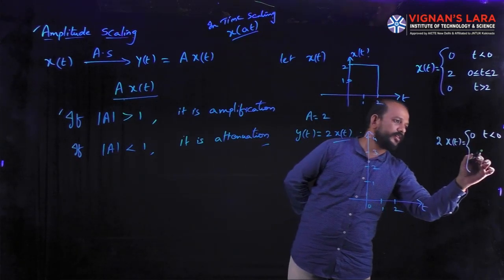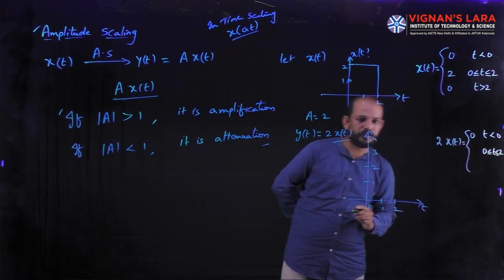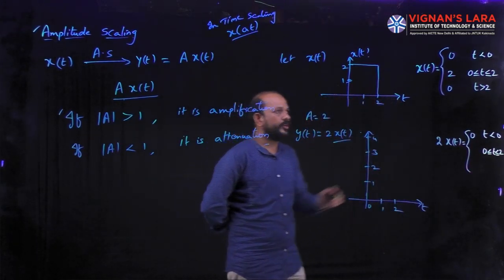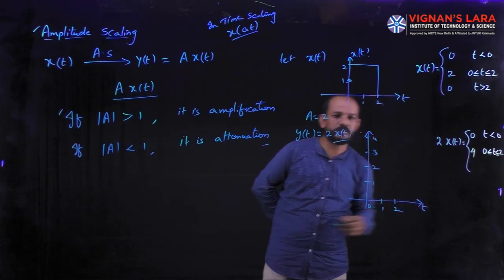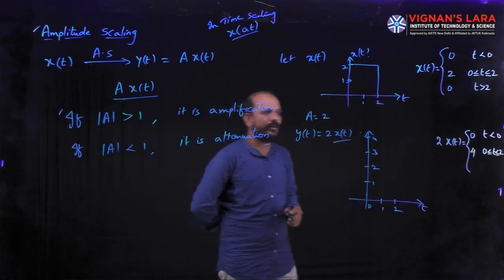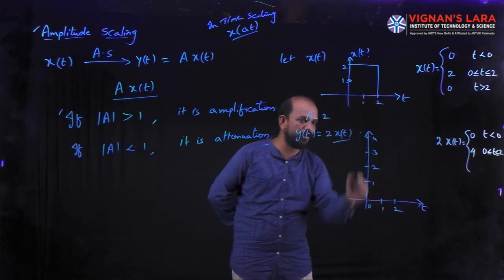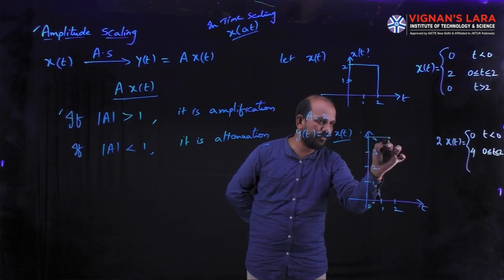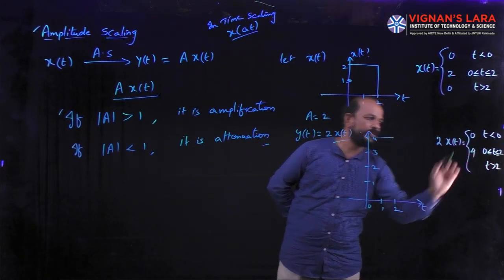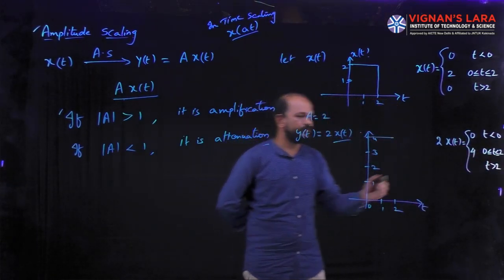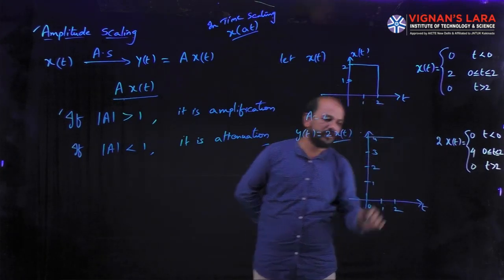Now between 0 less than or equal to t less than or equal to 2, x of t is 2. So substitute 2 here. So 2 into 2 is 4. So the value of 2 into x of t between 0 and 2 is 4. So here the value is 4. Okay. Now t greater than 2, the last one. Now x of t is 0. So substitute 0 here. 2 into 0 is 0. So for t greater than 2 it is also 0.